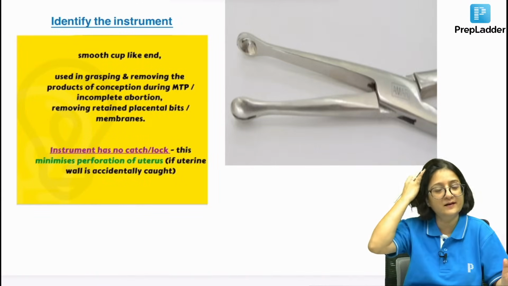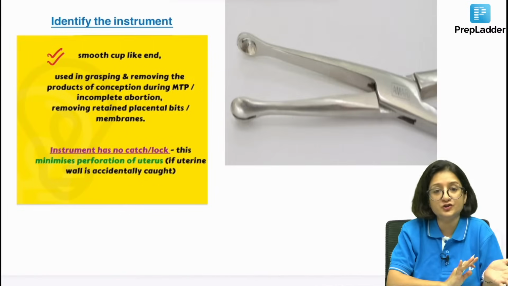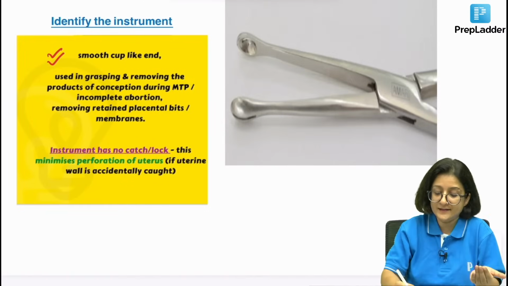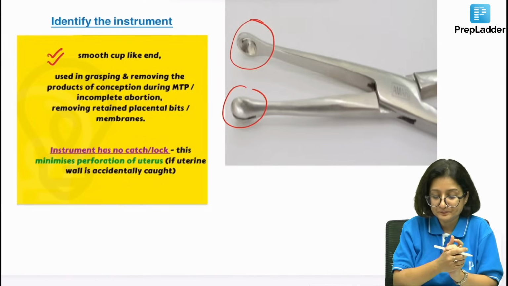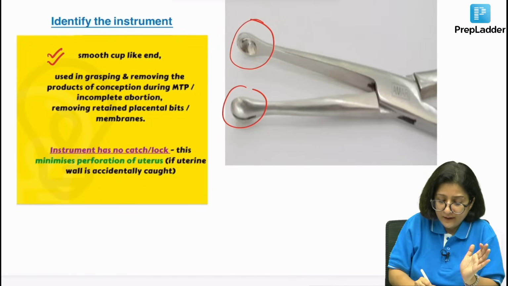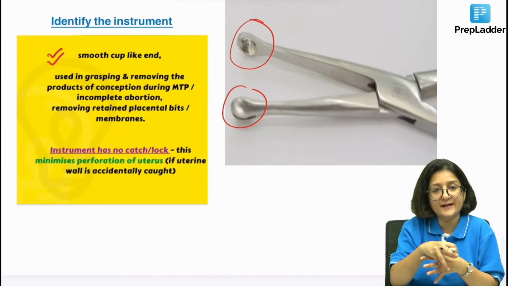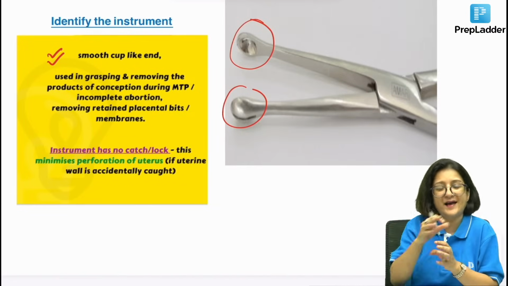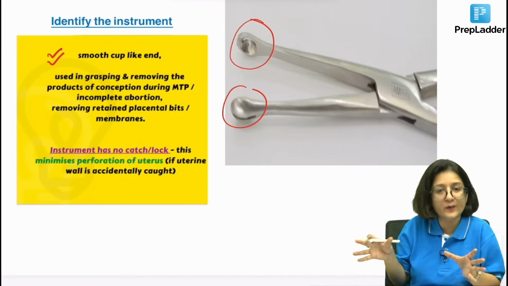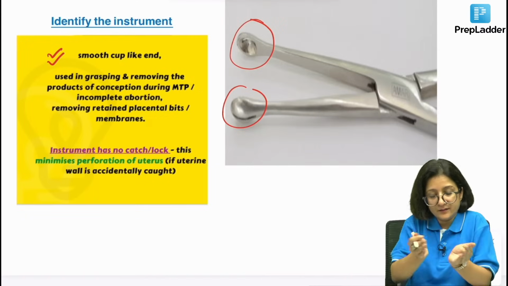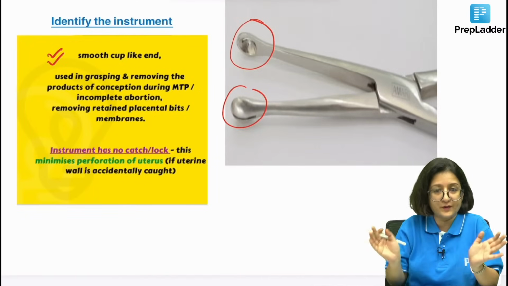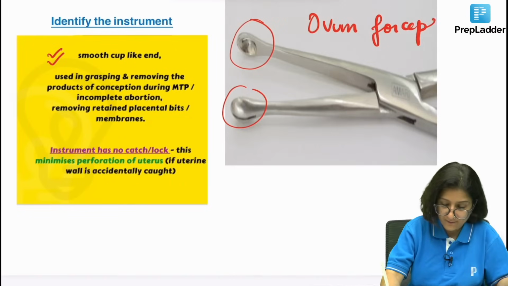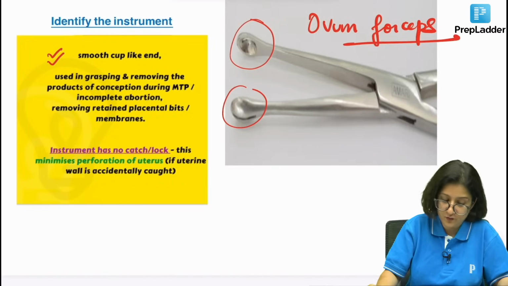Identify this instrument here. Extra information about the instrument is mentioned on the side, right? The instrument has got no catch or lock. It has these cup-like ends, right? The purpose is that if we are grasping the contents inside the uterine cavity with the help of this instrument, because it has no lock, it can be easily opened and closed. So accidentally also, if we grasp the uterine wall, we can quickly leave it, right? So the design is such that it will avoid a uterine perforation, right? So this is the ovum forceps. Very good. We have identified it correctly. This is the ovum forceps.